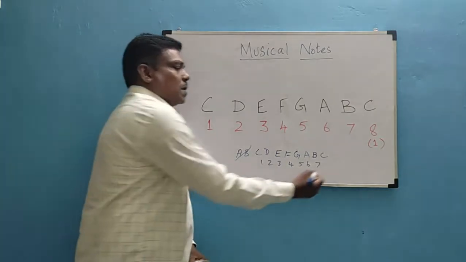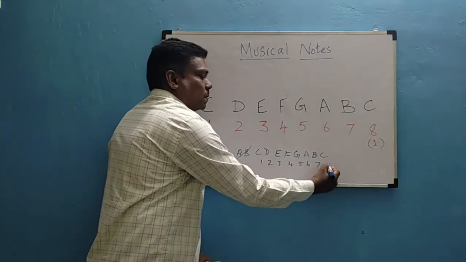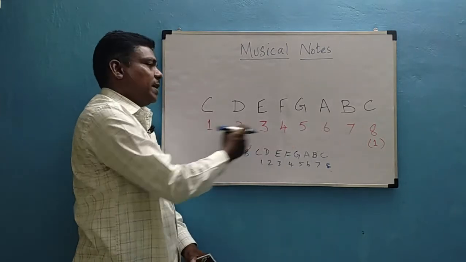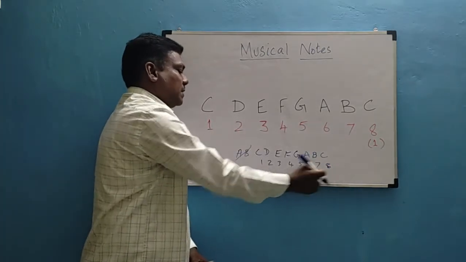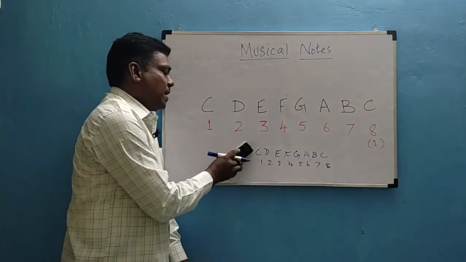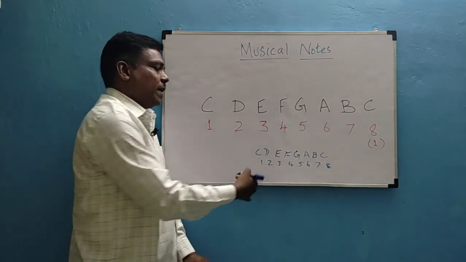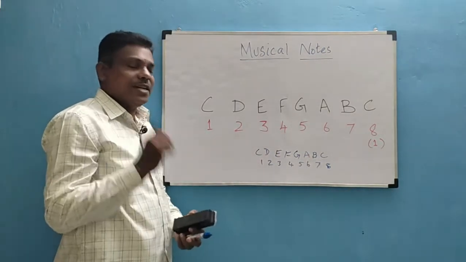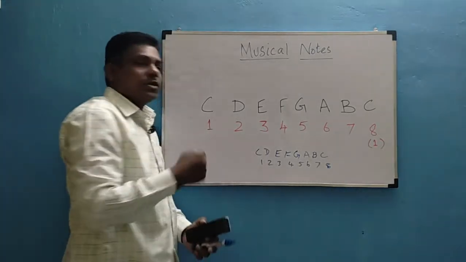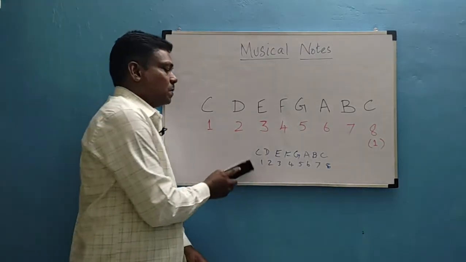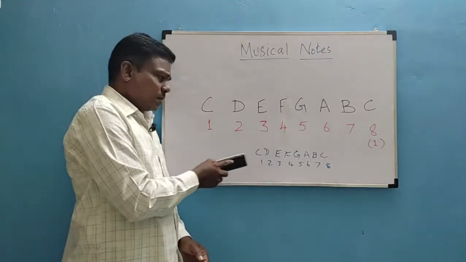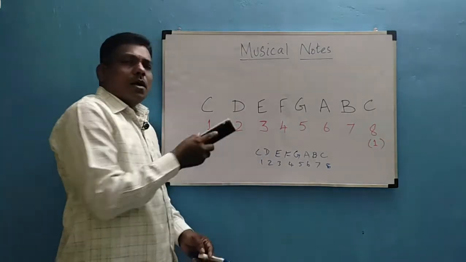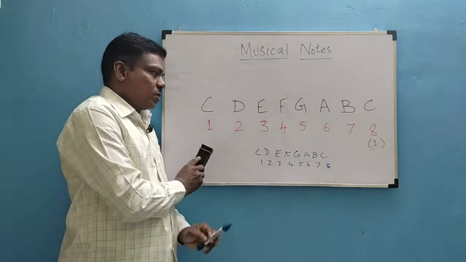So up to this, this can be marked as the high first degree note, or can be marked 8. So the set of 8 notes forms an octave. Octa means 8. So the set of 8 notes is called an octave. So this is the arrangement of musical notes.